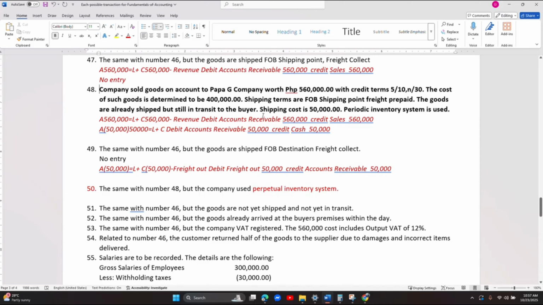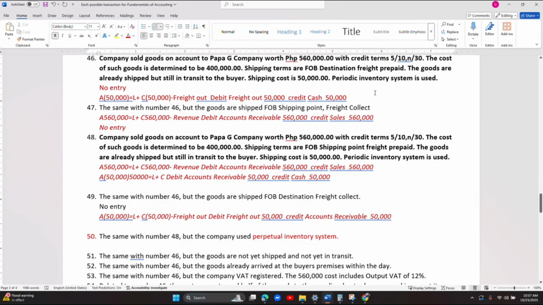Okay? So instead of the shipping terms a while ago, FOB destination, I guess FOB destination freight prepaid. We have here FOB shipping point. What is this? Yeah, FOB shipping point freight prepaid. Is this the analysis? FOB shipping point. This is correct. And then freight prepaid. So credit cash because you paid for it. And debit accounts receivable because that is not your responsibility.